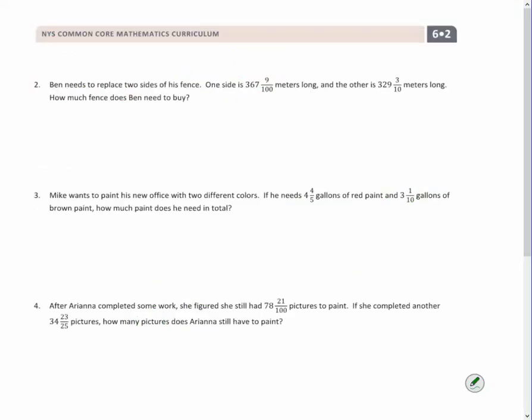Ben needs to replace two sides of his fence. One side is 367 and 9/100 meters long. The other is 329 and 3/10 meters long. How much fence does Ben need to buy? So we've got to figure out how much total fence he needs. We have one side and the other side. So let's add those up to see what he needs to buy at his favorite home improvement store.